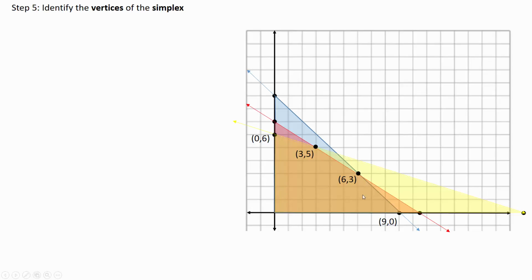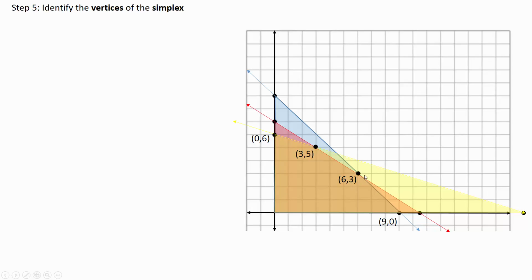So I look at these corners here. One of these is going to be the best solution. Now just to go over what these numbers actually represent, these represent numbers of trucks. That represents 0 trucks of Rampage and 6 trucks of Rampage Plus. That represents 6 trucks of Rampage and 3 trucks of Rampage Plus.